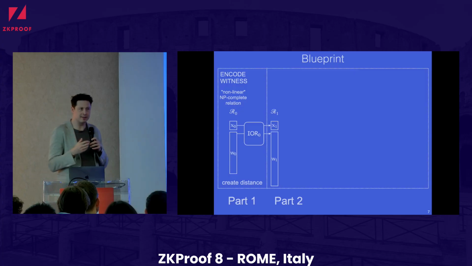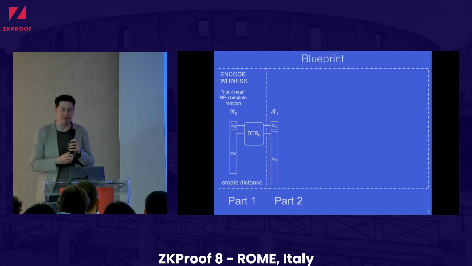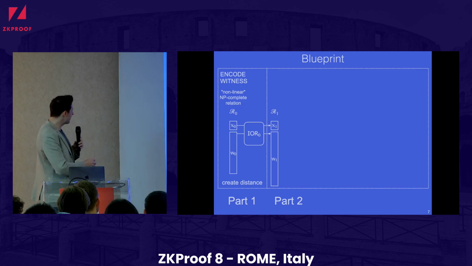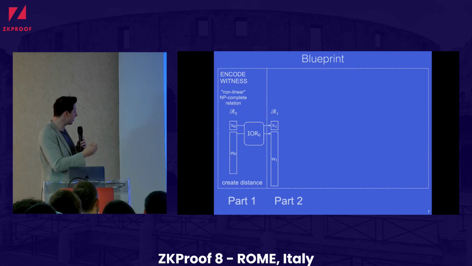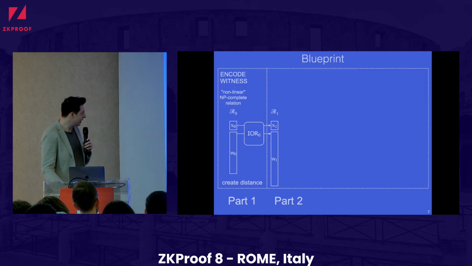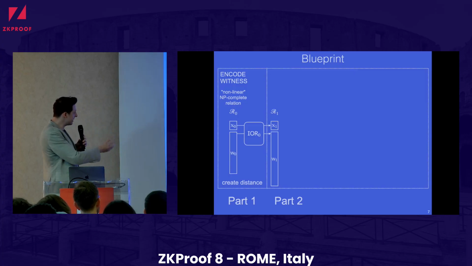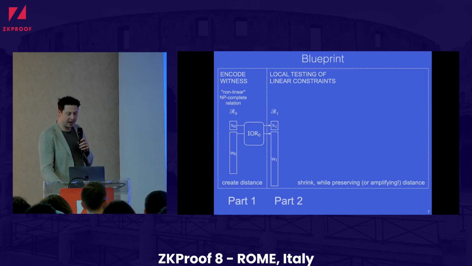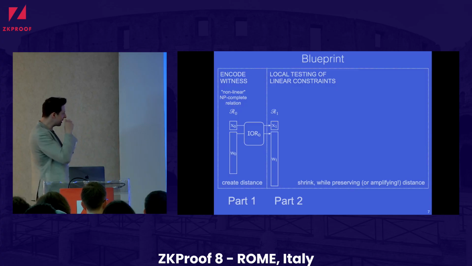You can think about these as non-linear relations, because there's always some kind of quadratic equation somewhere. You start with an instance and a witness for this NP-complete relation, and we're going to create distance by relying on any code. In fact, it doesn't even have to be linear. It just has to have good distance. This is going to make our witness a little bit larger to create this distance. But then we have some relation that is simpler.